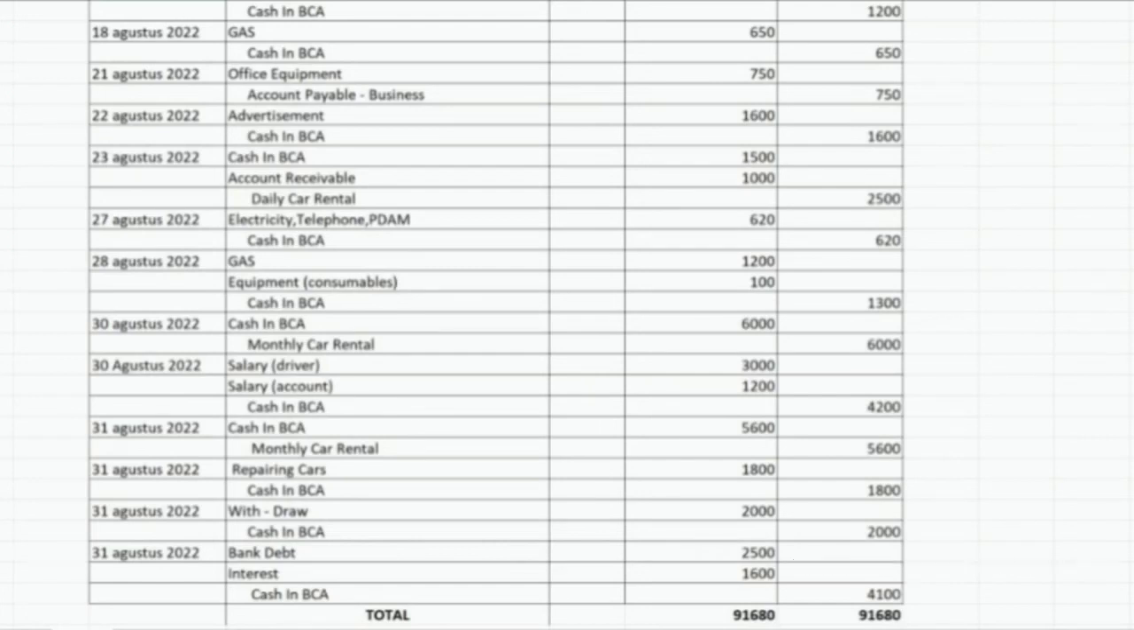So the final result of this journal is 91,680 and the result are balanced.